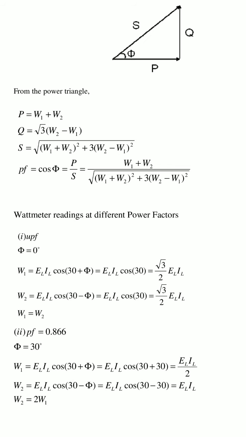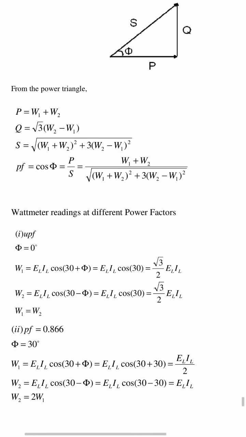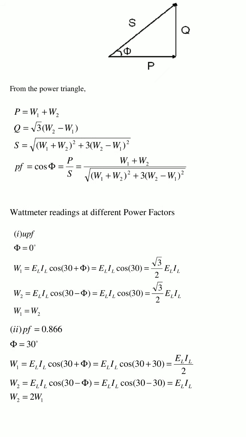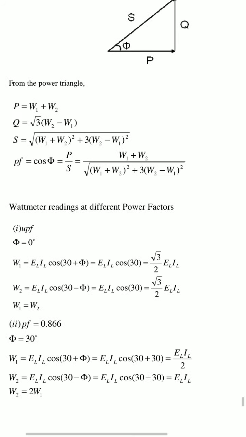Here power factor, cos phi, is P by S. P is W1 plus W2, and S is the square root of (W1 plus W2) squared plus 3 (W2 minus W1) squared.